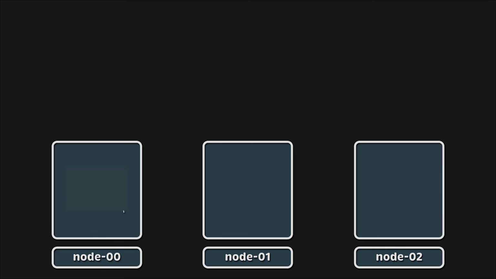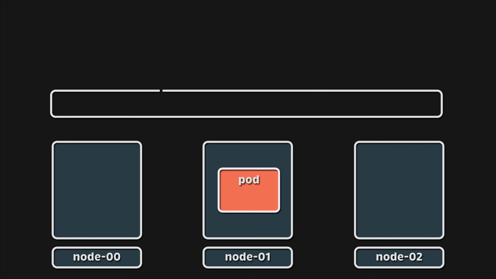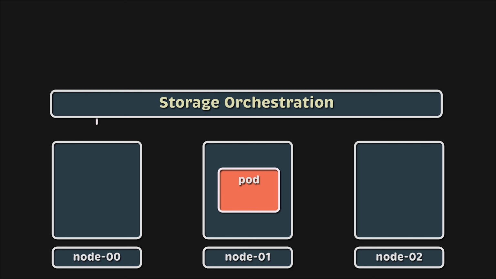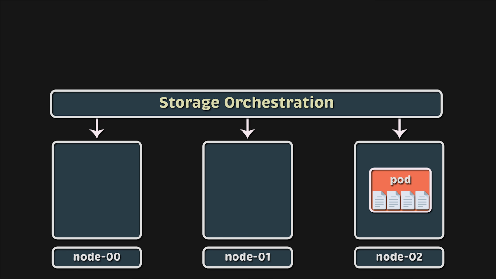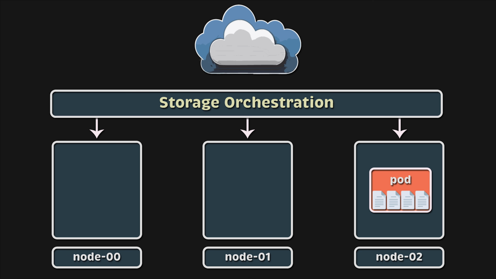In Kubernetes, containers are ephemeral. If they save data to a local file system, that data disappears the moment the container restarts. To solve this, Kubernetes uses a storage orchestration mechanism. It ensures data survives pod restarts and follows a pod if it moves to a different node. This abstracts away the complexity of providers like AWS EBS, Google Persistent Disk, or NFS, allowing developers to request storage without worrying about the underlying hardware.